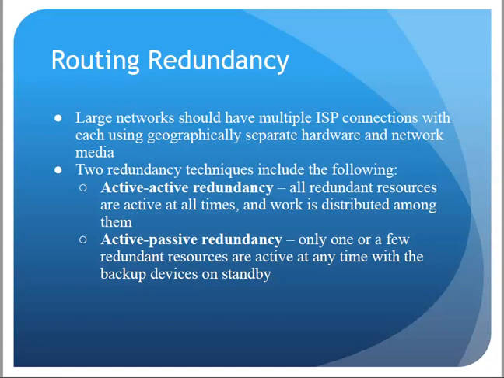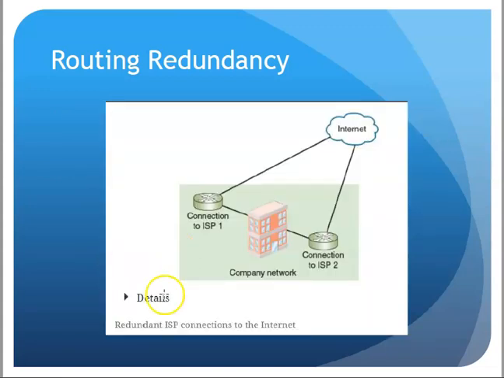When we work with routing, we might have some redundancy we need to factor in. So the book introduces active-active redundancy and active-passive redundancy. Active-active is all redundant resources are active all the time, and it might actually load share between them. Active-passive, your redundant pieces might be sitting there in a state waiting to kick in when it needs to. So they could be configured in more than one way.